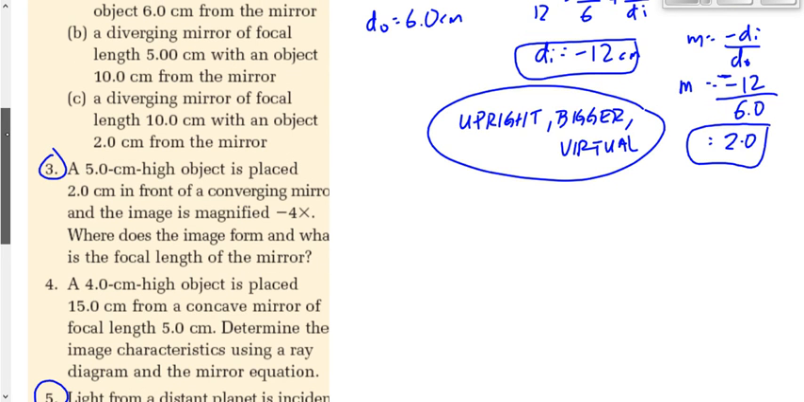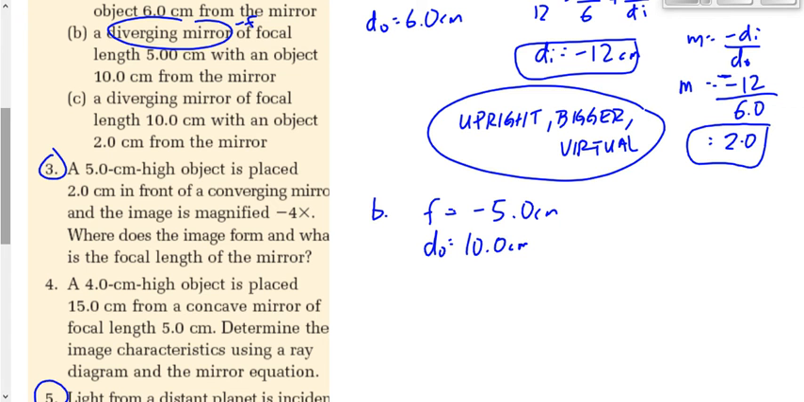Question B here. B says we have a diverging mirror, focal length 5 centimeters. Diverging mirror, I want to circle that especially because that means focal length is negative. F is negative 5.0 centimeters. We have an object that's 10 centimeters from the mirror. We want to find DI and we want to find magnification.